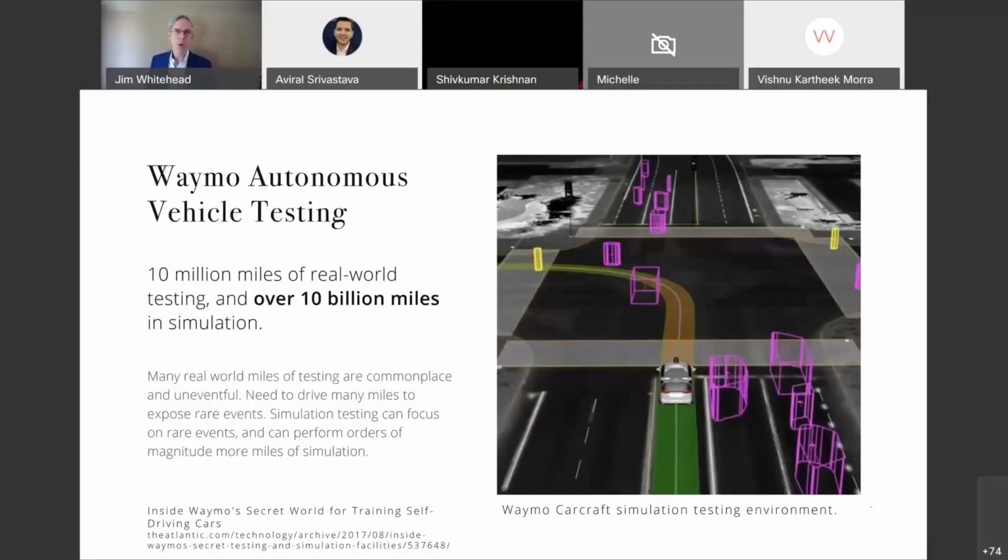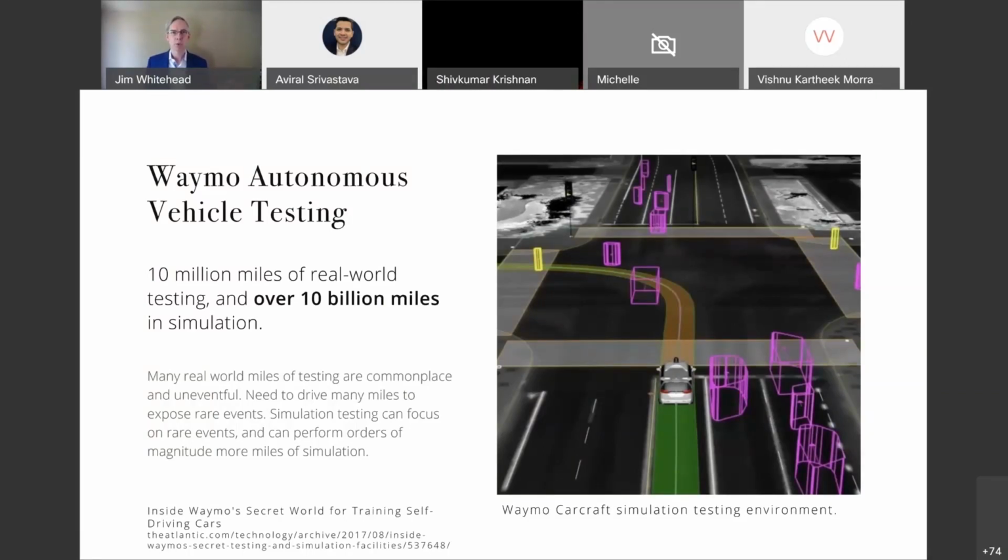So Waymo is, in the area of autonomous vehicles, probably the company that's furthest ahead in terms of using this kind of synthetic data approach. They've done a tremendous amount of real-world testing. They've driven their cars over 10 million miles, and this is data from 2 years ago. It's very possible it's much, much higher at this point. And that's a big number, but they've driven even more. They've driven over 10 billion miles in simulation.